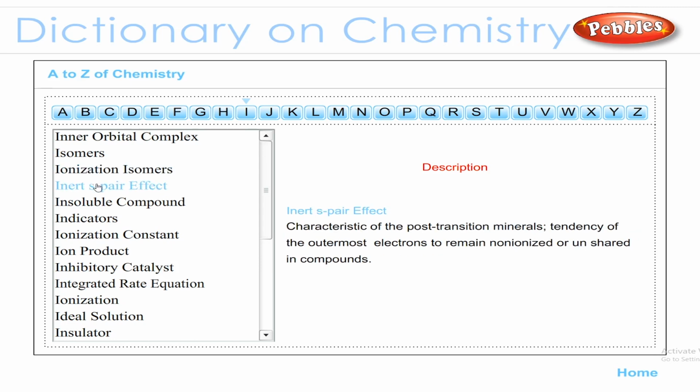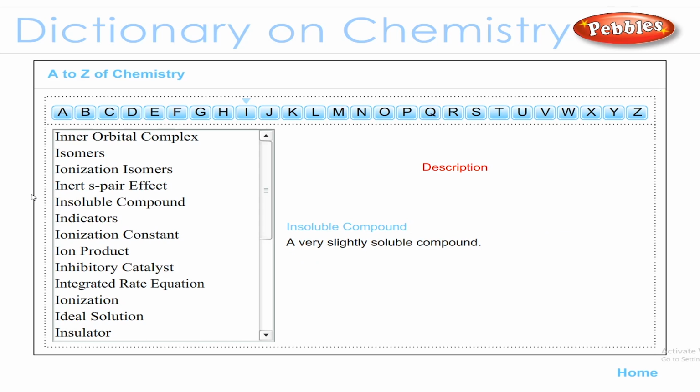Inert s-pair effect. Characteristic of the post-transition metals. Tendency of the outermost s electrons to remain non-ionized or unshared in compounds. Insoluble compound. A very slightly soluble compound.